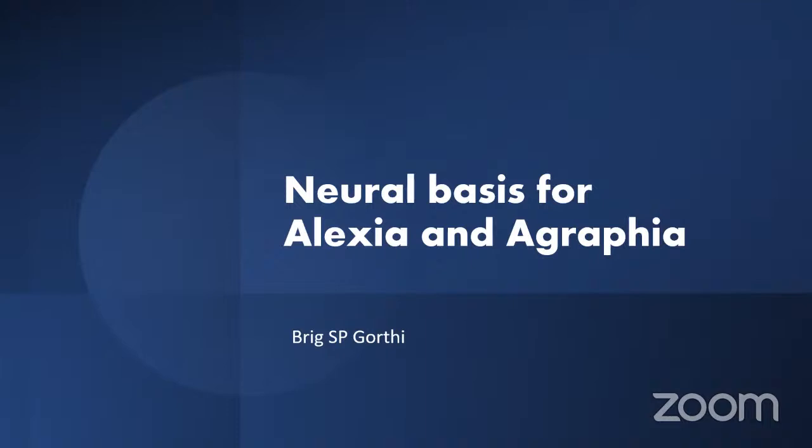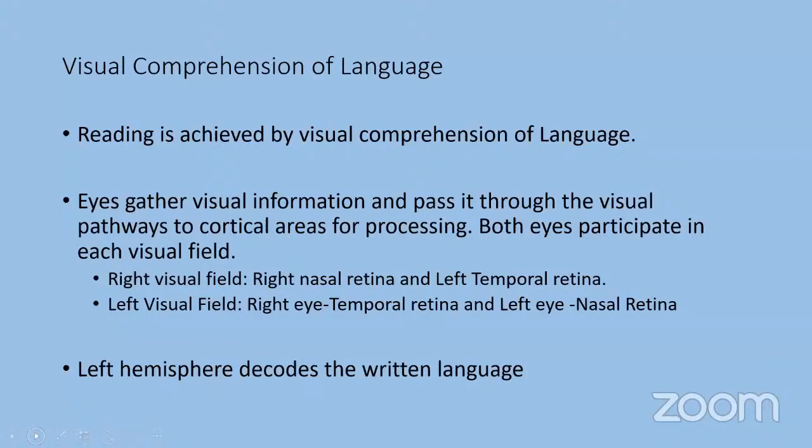Good morning, all. Today, we'll be discussing the neural basis for alexia and agraphia. In the previous class, we discussed the neural basis for language, and there may be some overlap because the concepts are very important. To understand our day-to-day tasks like writing and reading, one should understand the neuroanatomy, which is very complex, to understand the defects that can arise because of various disturbances in the circuits.